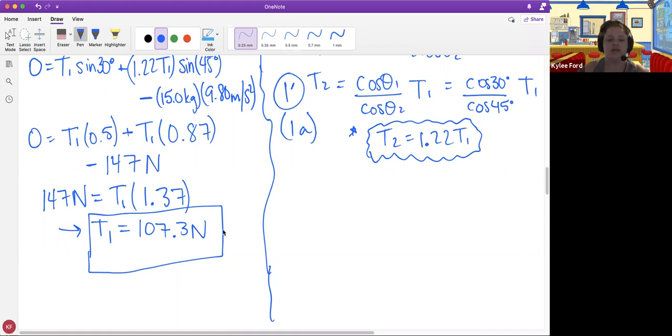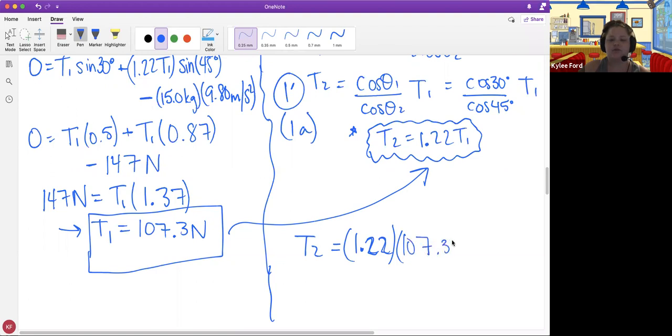Now what I'm going to go ahead and do is plug that into this relation here and find my T2 real quick. So 1.22 times 107.3 newtons. And I end up with 130.9 newtons. And that is my second tension.